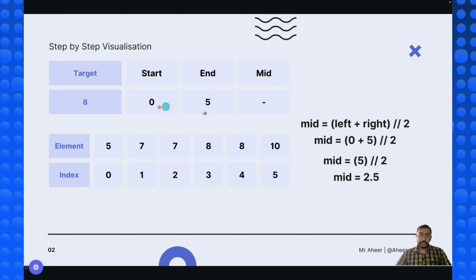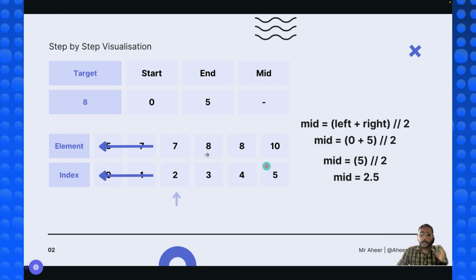In this case we have 0 plus 5, which is 5, divided by 2, which comes to 2.5. This operator gives us the whole number, not the decimal value, so our midpoint is 2. Once we have found the midpoint, we first try to understand whether our target is on the left side or the right side. In this case our target is on the right side, so we ignore all of the left side. For example, if I draw an arrow, it will be completely eliminated.